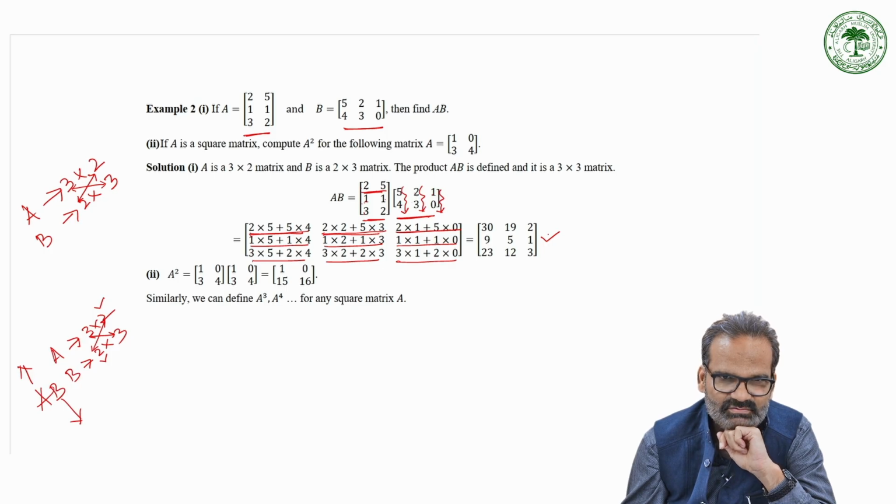Case 2 is what? If A is a square matrix, compute A square for the following matrix A.